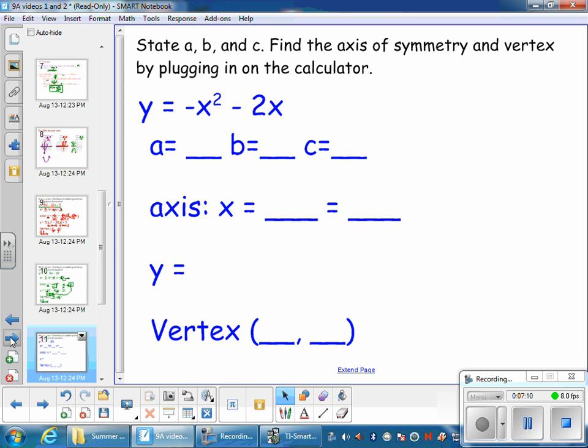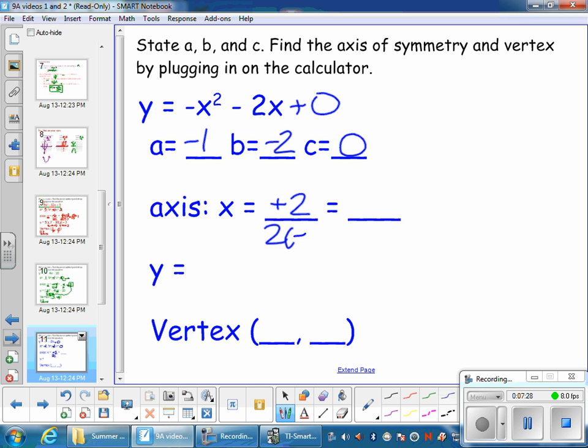Notice this one doesn't have a c value. So a is negative 1, b is negative 2, and c is technically 0. They don't have to write it in there, but that's what it is. So it's negative b over 2a, so it turns into a positive 2 on top, over 2 times a, which is negative 1. 2 divided by negative 2 gives me my x coordinate of negative 1.